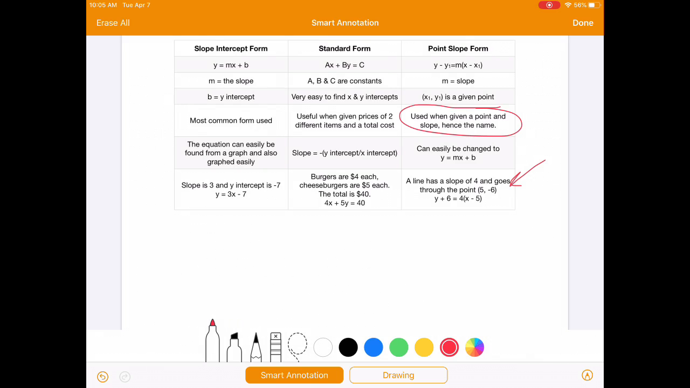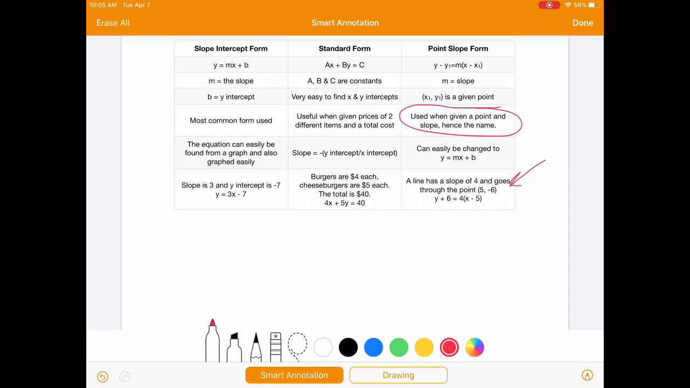And this is kind of like a formula to use. M still is the slope. X and Y, like we talked about before, are any point that is on that line that satisfies the equation. But x1, y1 is that specific point. So if we look at the example, a line has a slope of 4 and goes to the point 5, -6. We substitute 5 in for x sub 1, and we substitute -6 in for the y sub 1.